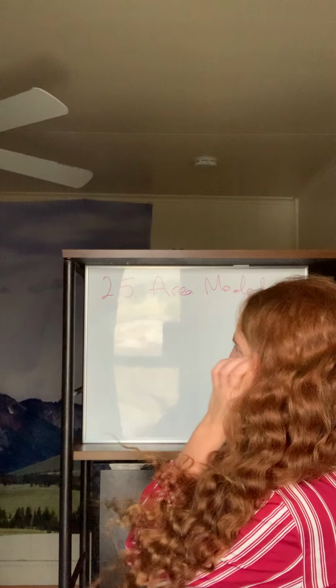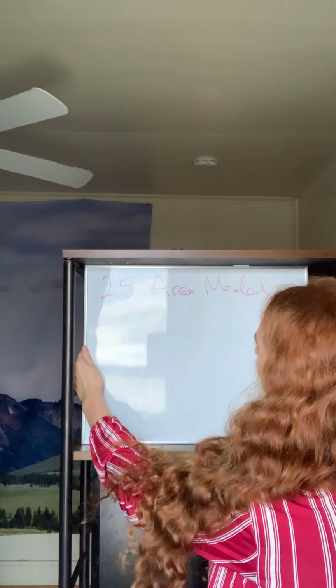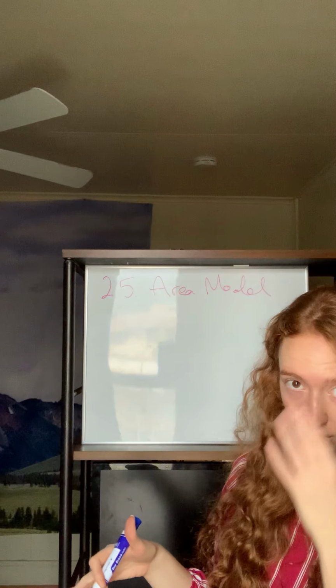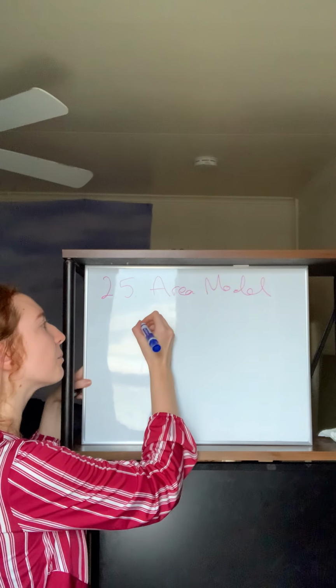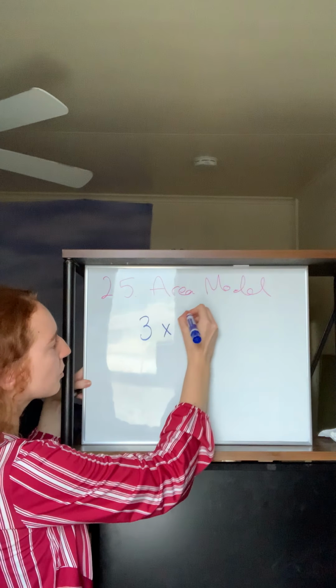All right, now we're going to be looking at the area model for multiplication. So this says area model. It's section 25 in your book. The favorite problem of mine to introduce the area model with is just 3 times 2.